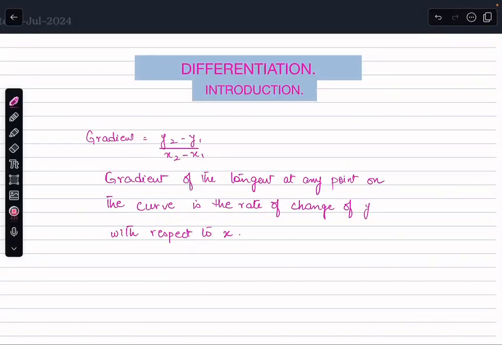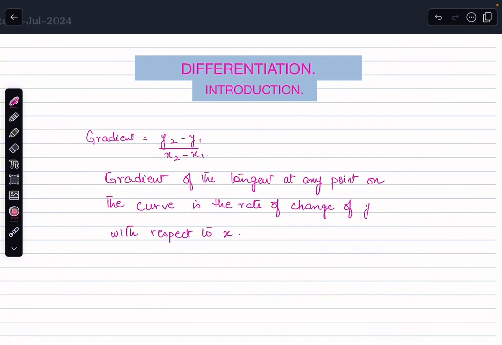This lesson is going to be the first introductory lesson on differentiation. To start with, we know from coordinate geometry that the gradient is given as y2 minus y1 over x2 minus x1, meaning it's the ratio of rise over run. When the same concept of the gradient is applied to differentiation, the gradient of the tangent at any point on the curve is the rate of change of y with respect to x.